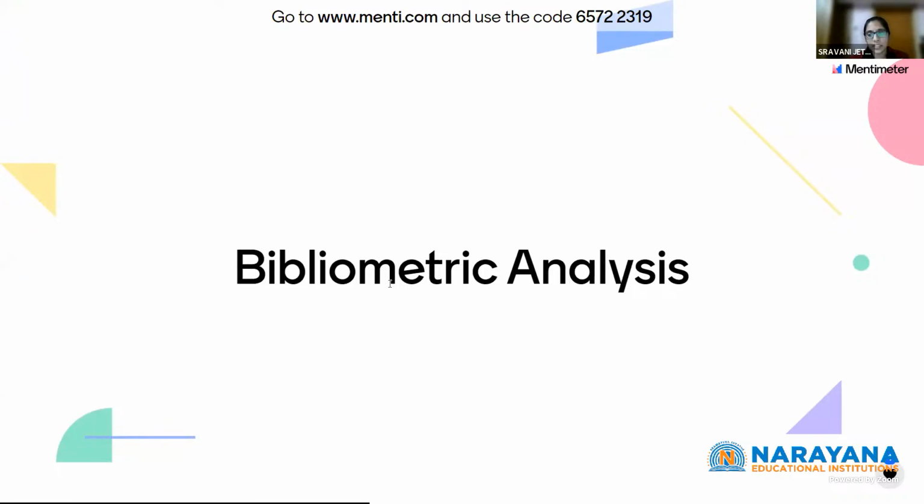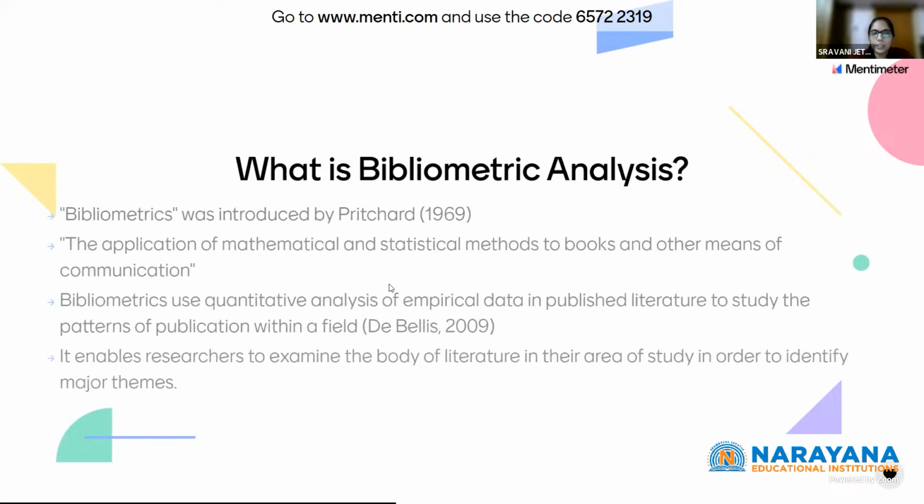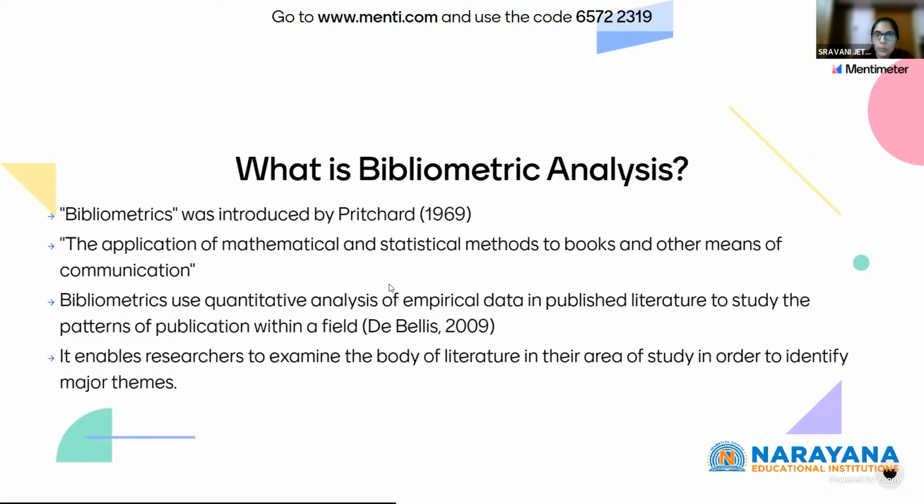Generally, the literature review you will be doing is a very qualitative one. You will be reading the complete paper. But in bibliometric analysis, you don't need to analyze the complete paper, and it is related to the metadata of the papers. It is a quantitative form of conducting a literature review.